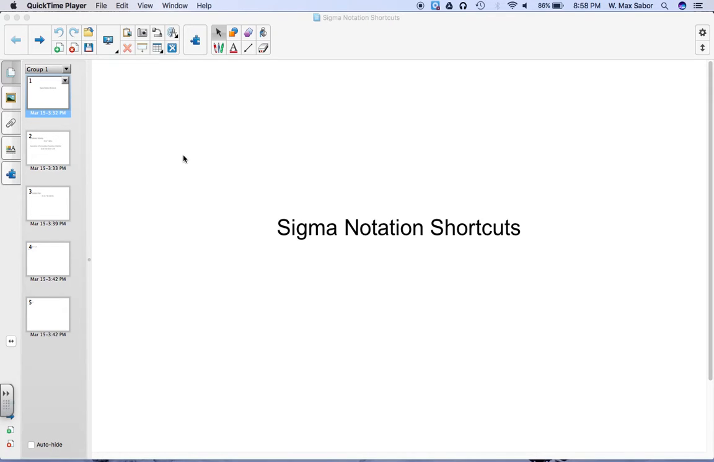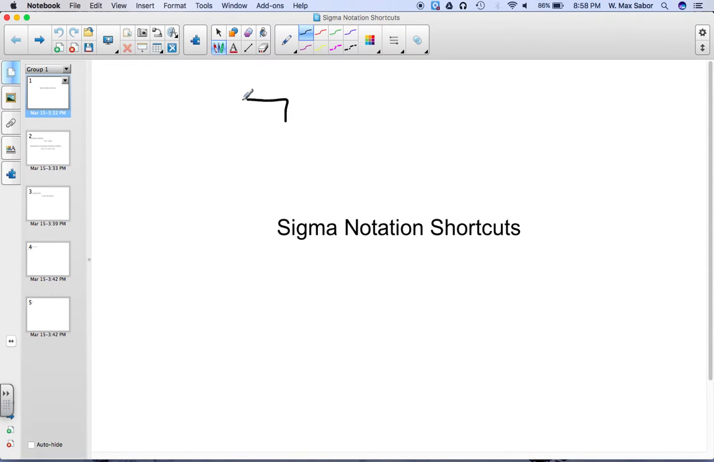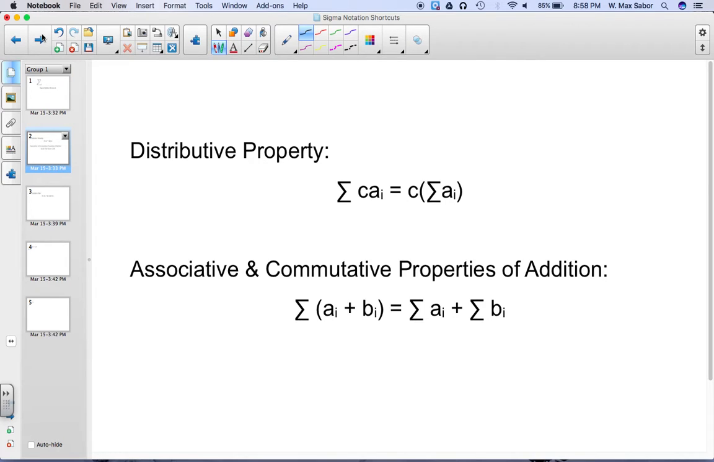Whenever any math teacher introduces a new symbol, such as sigma, students try to do some interesting things with it. And I'm here to tell you that some of those things you're allowed to do, and many of them you're not. So let me clarify which shortcuts you are allowed to use.